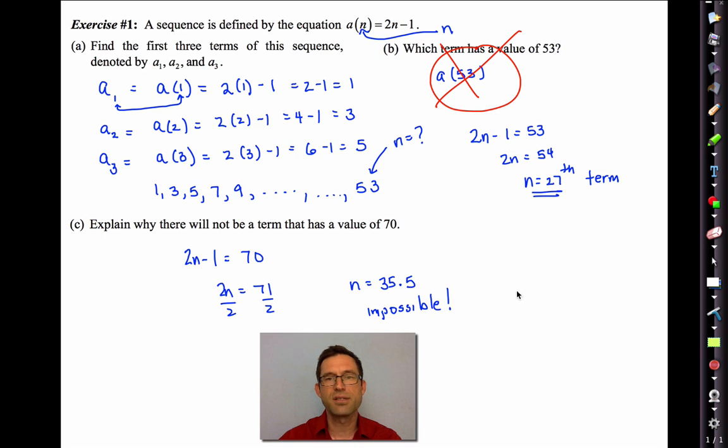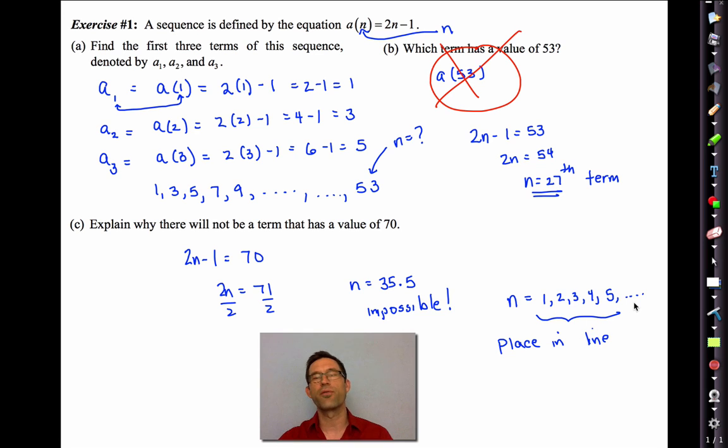It's impossible because n must come from this set. It's got to be 1, 2, 3, 4, 5, etc. Because n just stands for our place in line, if you will. Are we first, second, third, fourth, fifth, etc.? You can't be at the 35.5 place in line. You just can't be. You can be at the 35th place. You can be at the 36th place. You can't be at 35.5. All right. So pause the video and write down anything you need to.